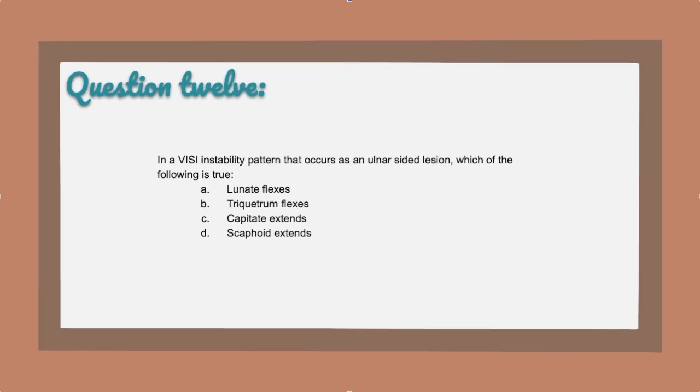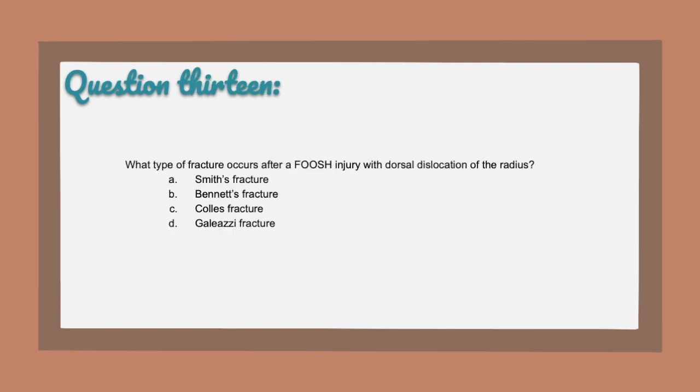Question 12. In a VISI instability pattern that occurs as an ulnar-sided lesion, which of the following is true? A. Lunate flexes. B. Triquetrum flexes. C. Capitate extends. D. Scaphoid extends. Question 13. What type of fracture occurs after a Fuchs injury with dorsal dislocation of the radius? A. Smith's fracture. B. Bennett's fracture. C. Colles fracture. D. Galeazzi fracture.